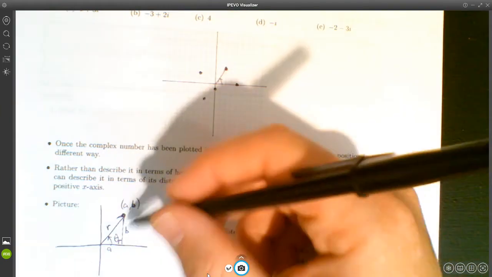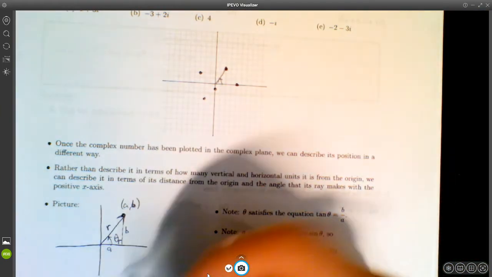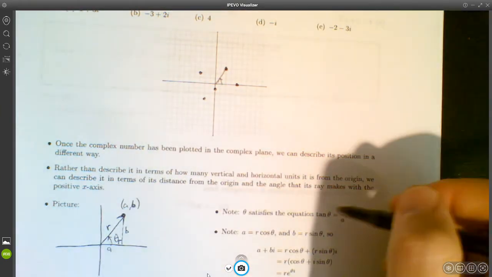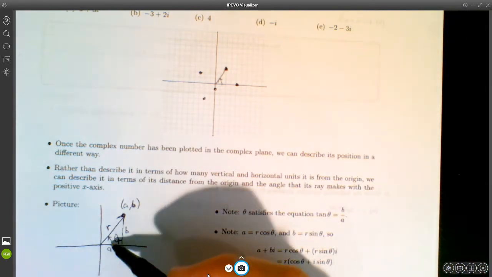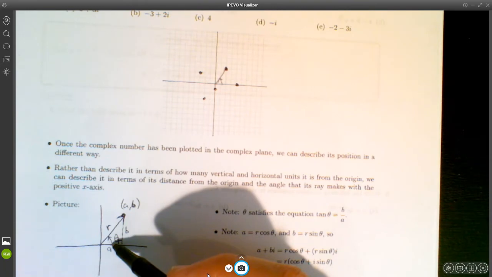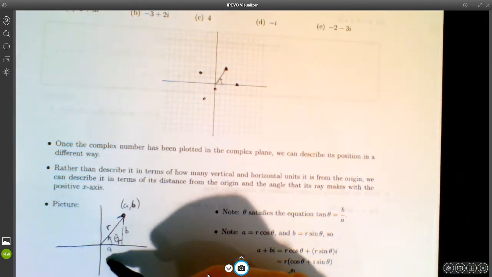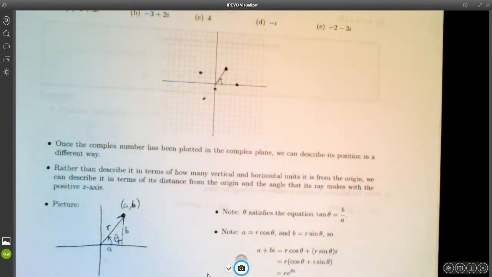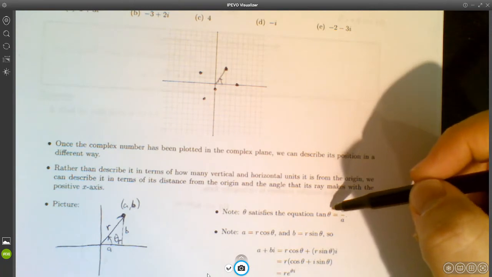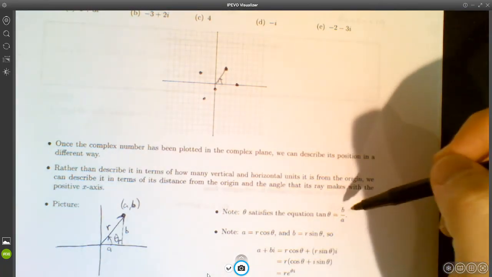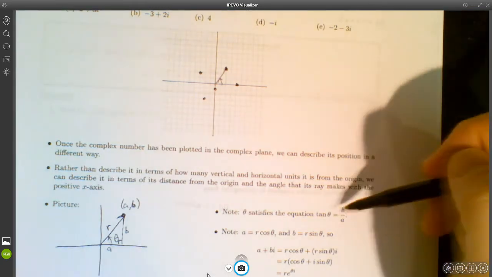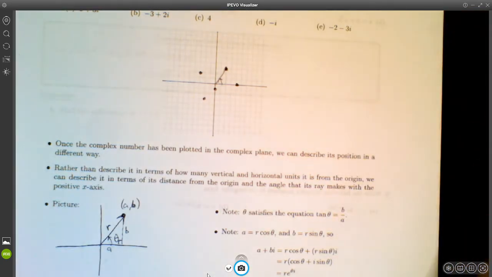That's true if you're in quadrant 1, but if you're in quadrant 4, theta is not tangent inverse of b over a, because tangent inverse of b over a is going to give you a negative angle, and we want theta to be the positive angle, so we want it to be the other one. So theta will have the same reference angle as tangent inverse of b over a, but it's not necessarily tangent inverse of b over a. But it is true that tangent theta equals b over a.